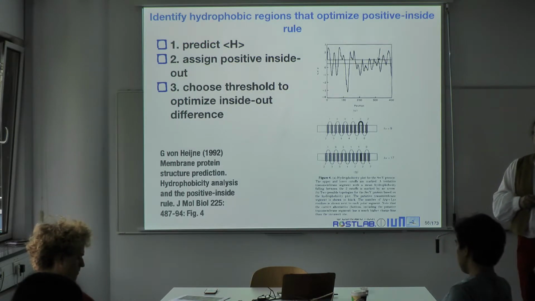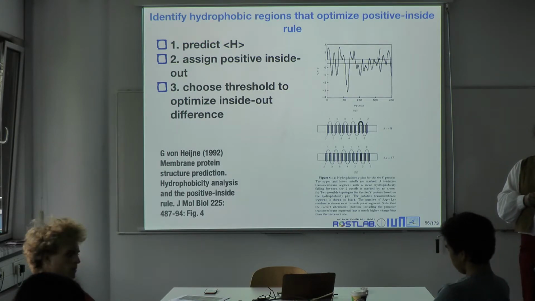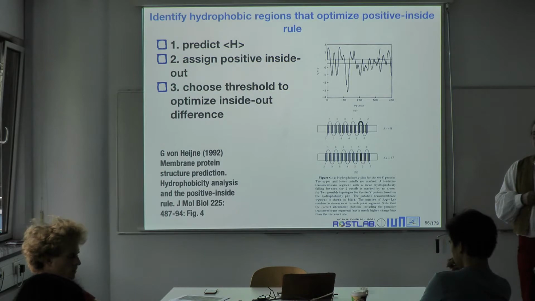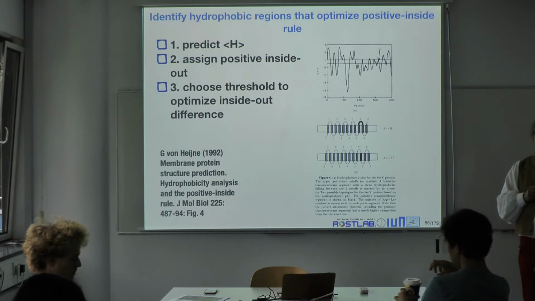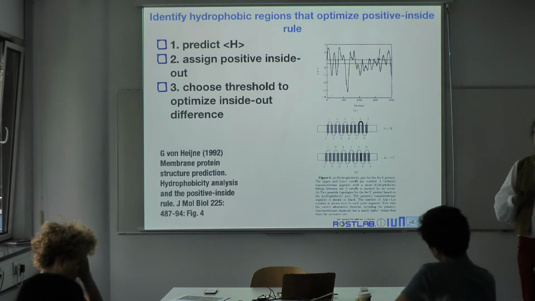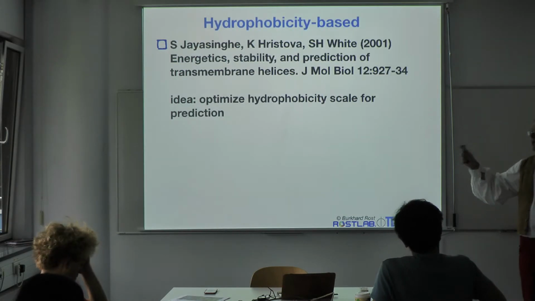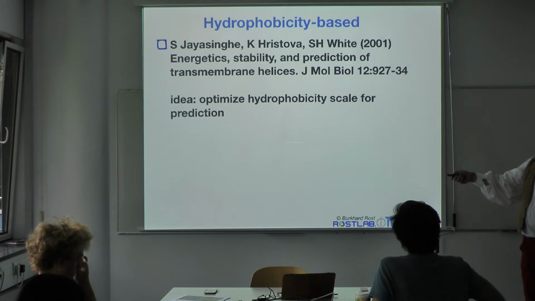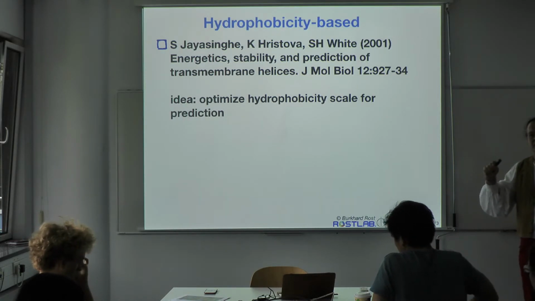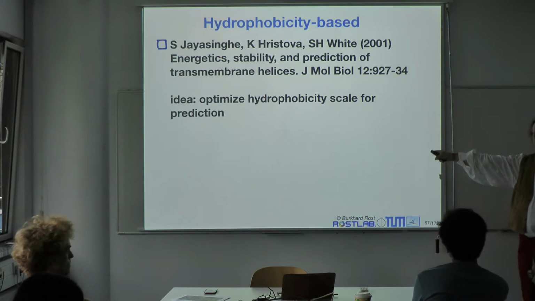Structures of known helices, and you try that this model just predicts future sequences. Yes, that is what you can do. That's essentially exactly what you do for secondary structure prediction. So you now have a secondary structure prediction that is specific to membrane helices. Now, what I'm saying here is the idea is to optimize a hydrophobicity scale for prediction. So you derive a hydrophobicity scale that is optimal to help you in prediction.